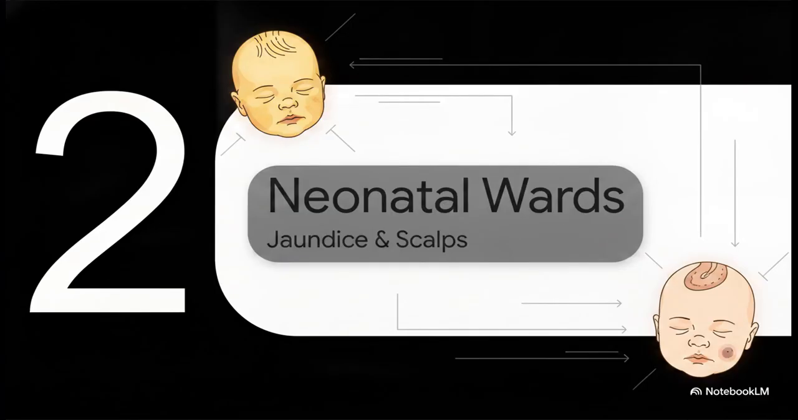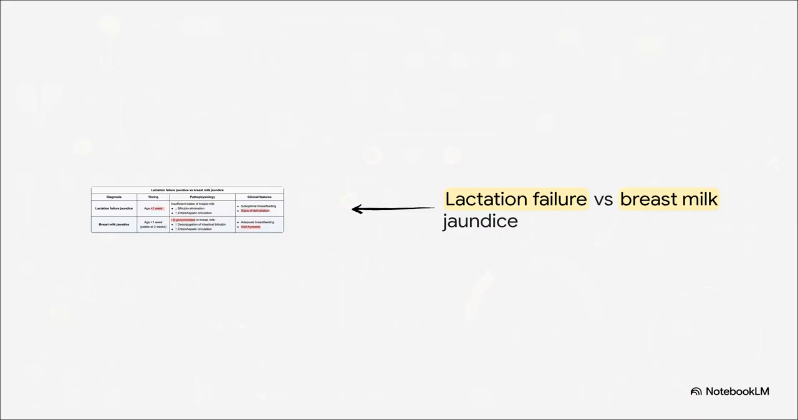Okay, Section 2, neonatal wards covering jaundice and scalps. Let's move over to the NICU and see how these neonatal pathologies compare. We're going to look at a couple of the most commonly tested newborn presentations out there. This breaks down the super strict timing differences in neonatal indirect hyperbilirubinemia. Basically, whenever you get a vignette about a jaundiced newborn, the absolute first thing you need to look for is the infant's age in days.